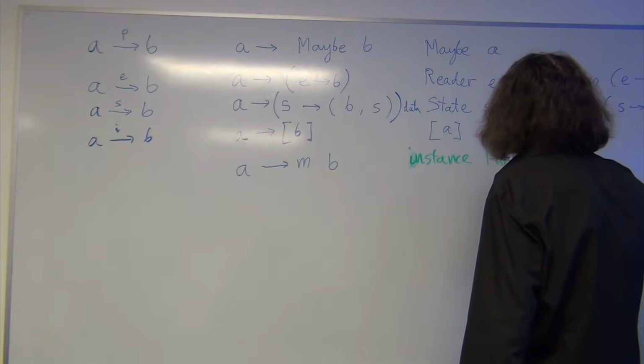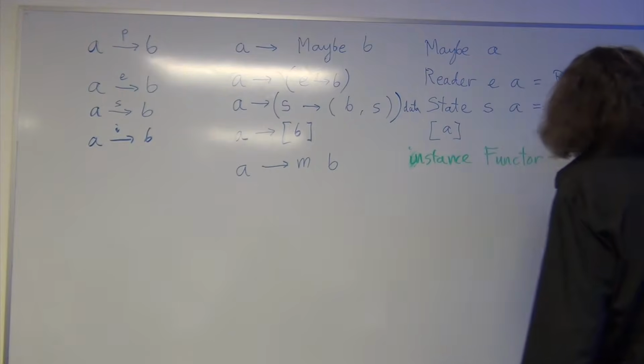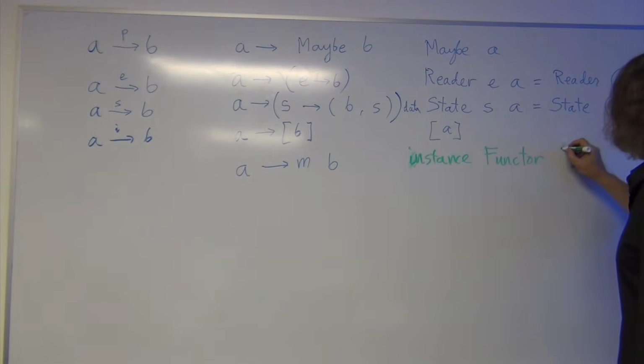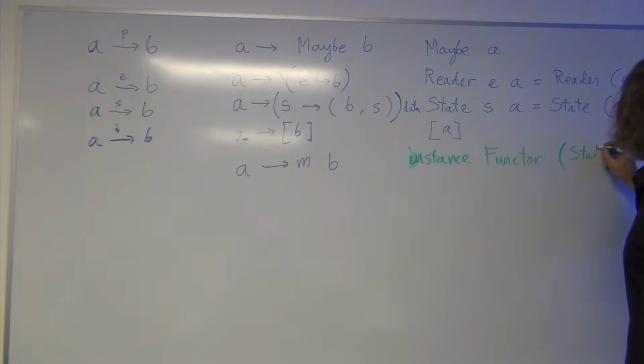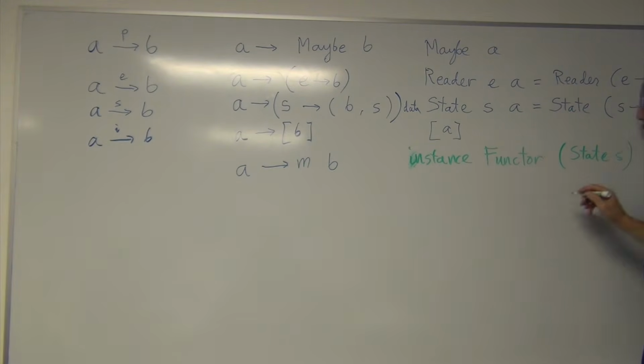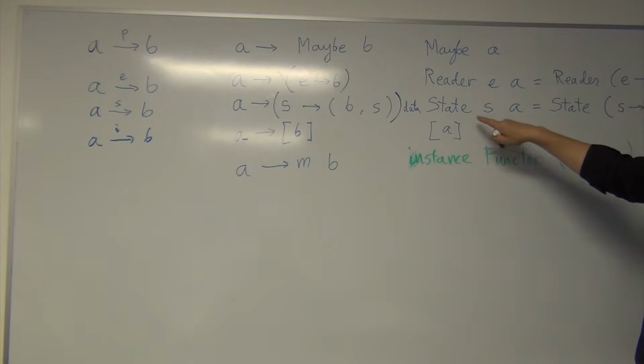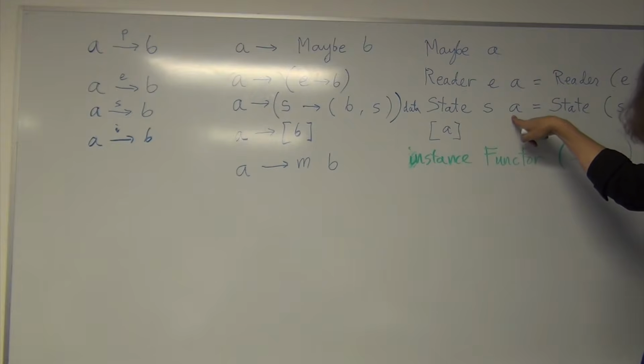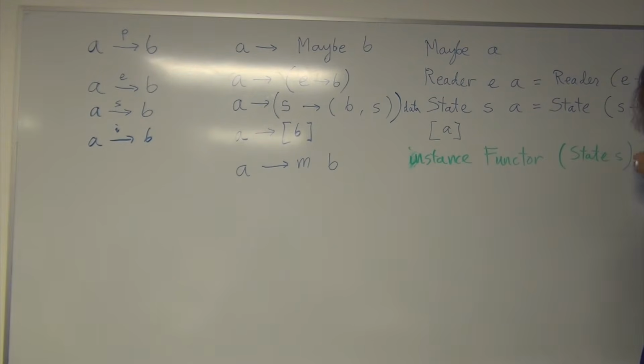So instance, functor, and the type constructor. In this case, the type constructor is state s. So I'm already providing one type variable, so it's really a type constructor that needs another type variable. So it's a single argument state type constructor. Okay, where we have to define fmap for it.